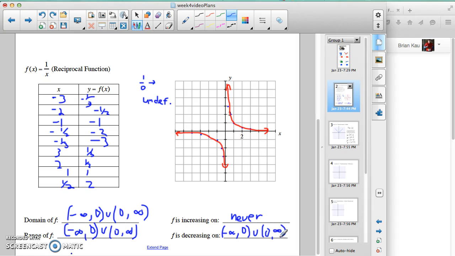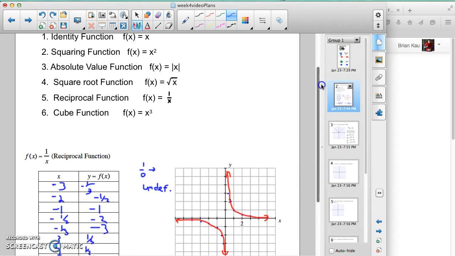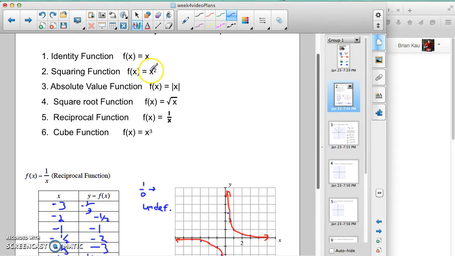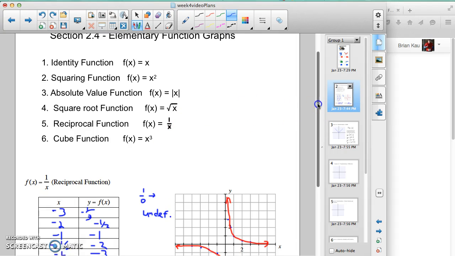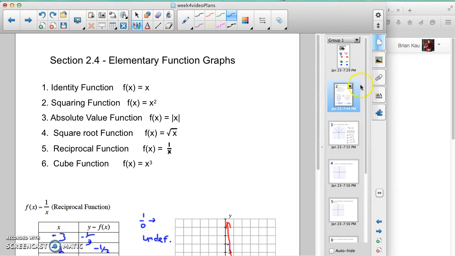Alright, so that's looking at the reciprocal function. Now I want you to try some of the other ones that we didn't go through. Look at the worksheet, go through the identity function, the squaring function, the cube function. We'll spend some time on some others later on in the course. And those are your elementary graphs up to this point.